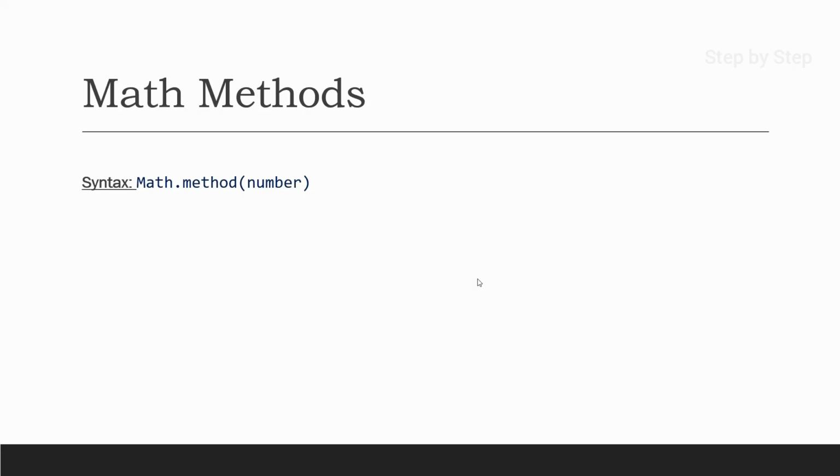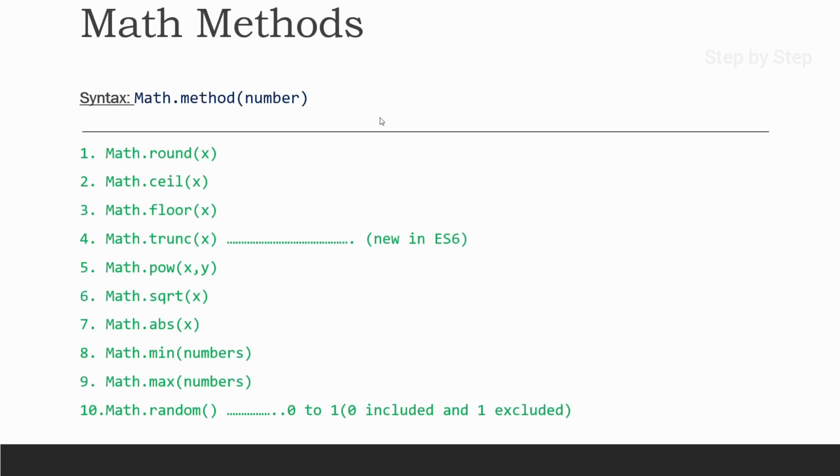In this, we are going to see math methods, and this will be the syntax Math.method, and inside this, we are going to pass the number. And these are the 10 methods we are going to see in this session. We are going to see round, ceil, floor, trunc, power, square root, abs, min, max, and random.